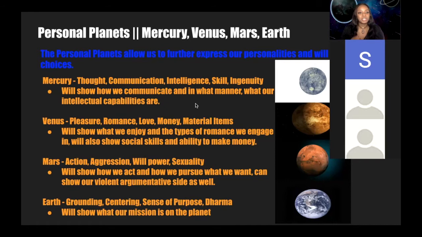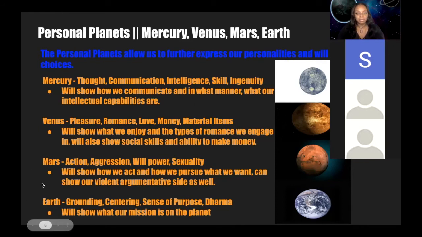So moving forward to Mars: action, aggression, willpower, sexuality will show how we act and how we pursue what we want, and it can show our violent, argumentative side as well. That's the downside of Mars. All of the planets have downsides, but Mars in particular can get a little out of control if he's not in good planetary balance. Action, aggression, really putting yourself out there, making things happen, pursuing your ambitions will be shown by Mars. And Mars can also show physical strength and activity. It can show stamina and drive as well.